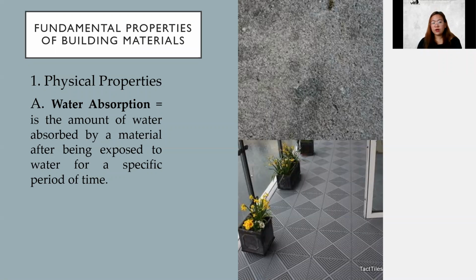So, ano-ano ba yung mga physical properties natin? Una, properties ng building material natin is yung tinatawag nating water absorption. Some materials have good water absorption and yung iba naman hindi. It is the amount of water absorbed by a material after being exposed to water for a specific period of time. Umulan, or nababad siya sa tubig, nakukuha niya si tubig, pumapasok siya sa loob ng material.